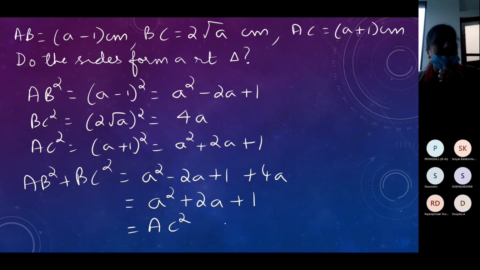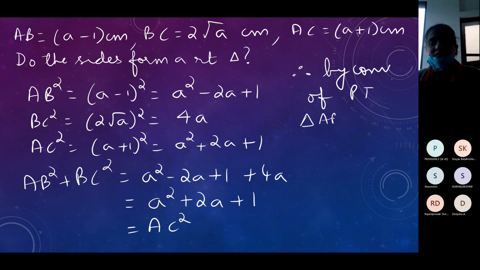And where is it right angled? Which is the hypotenuse? AC is the hypotenuse. So it will be right angled at B, the other letter. If AC is the hypotenuse, B will be the right angle. So therefore by converse of Pythagoras theorem, start writing: triangle ABC is a right triangle, right angled at B.